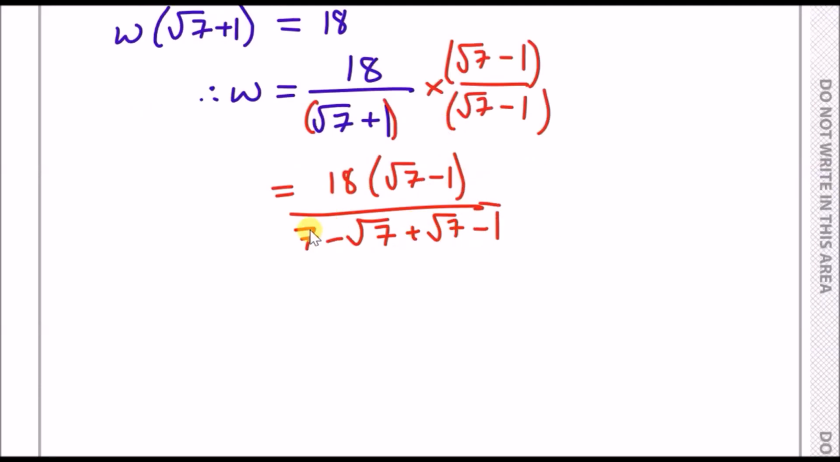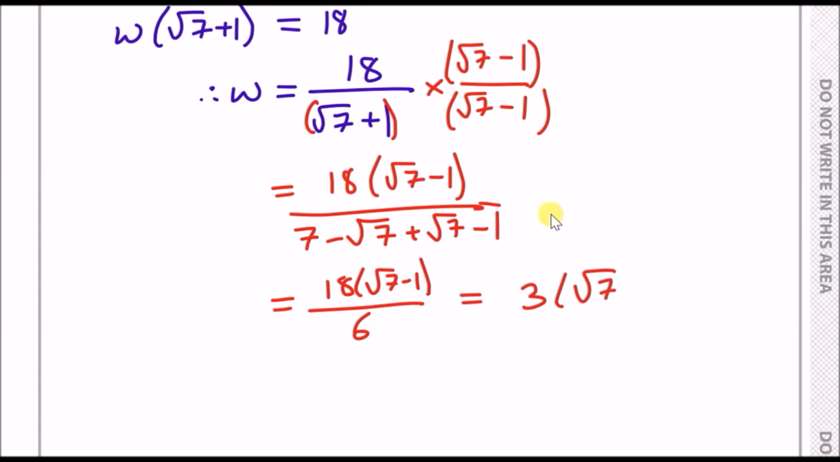So now you guys could just use a calculator and get the result at the bottom. If you just put it in a calculator, you're just going to get 18 root 7 minus 1. And on the bottom, you're going to get 6. And then you can see that 18 over 6 cancel out, and you're just going to get 3, well, 3 bracket root 7 minus 1.